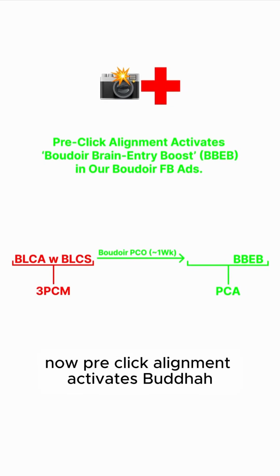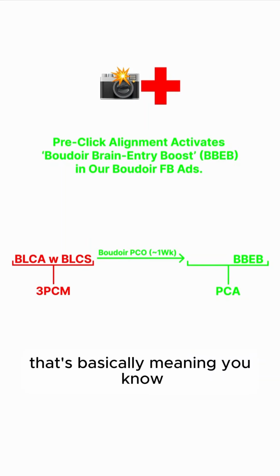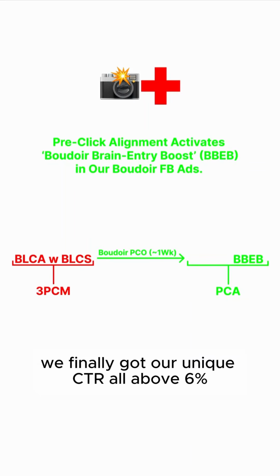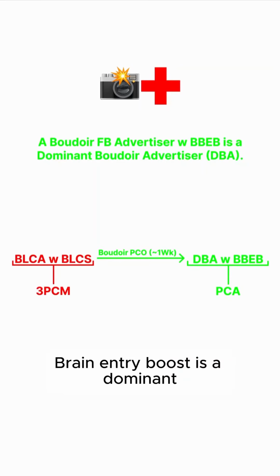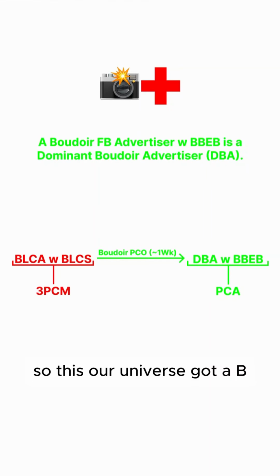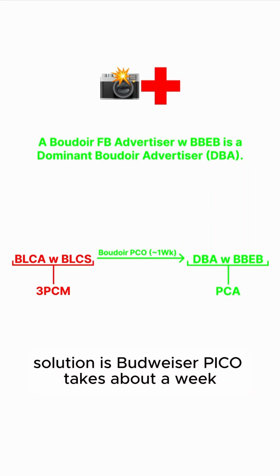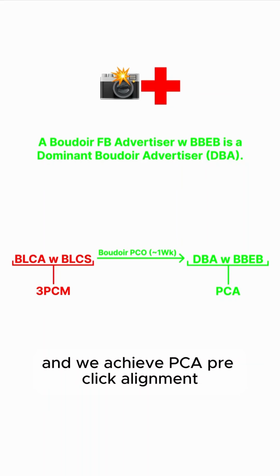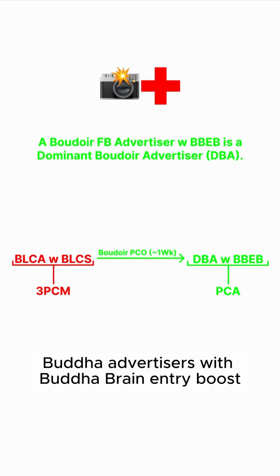Now, pre-click alignment activates Boudoir brain entry boost in our Boudoir Facebook ads. It basically means we finally got our unique CTR all above 6%. And a Boudoir Facebook advertiser with Boudoir brain entry boost is a dominant Boudoir advertiser, a DBA. So this is our universe. We've got a BLCA with BLCS, caused by the 3 pre-click mistakes. The solution is Boudoir Pico, which takes about a week. And we achieve PCA, pre-click alignment, and we become dominant Boudoir advertisers with Boudoir brain entry boost.